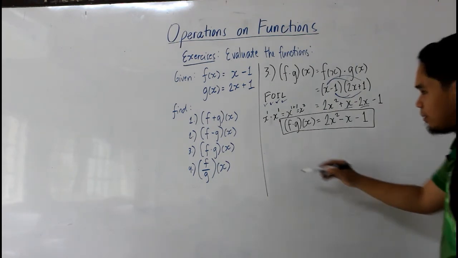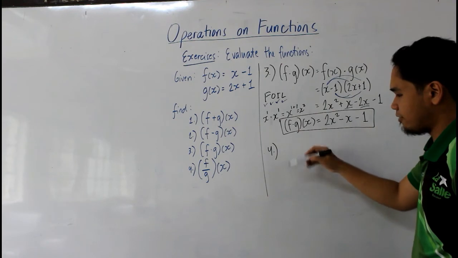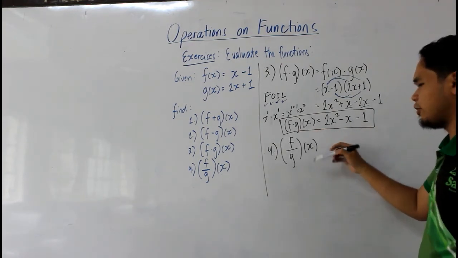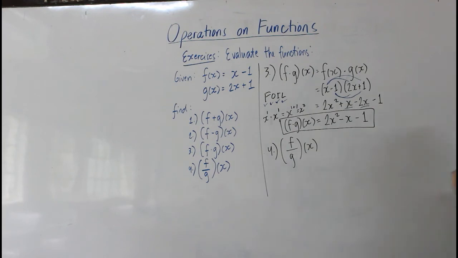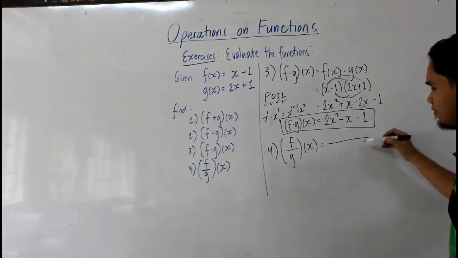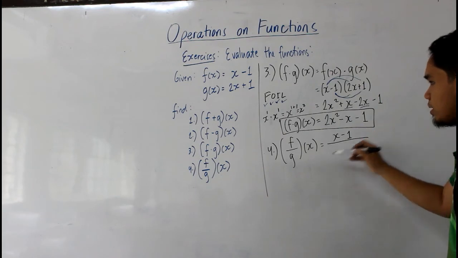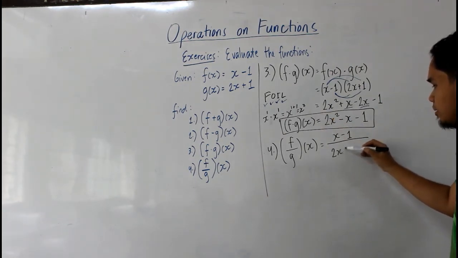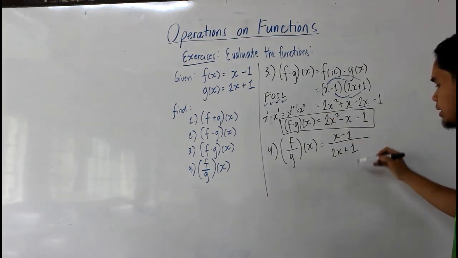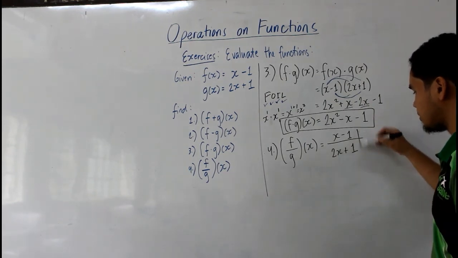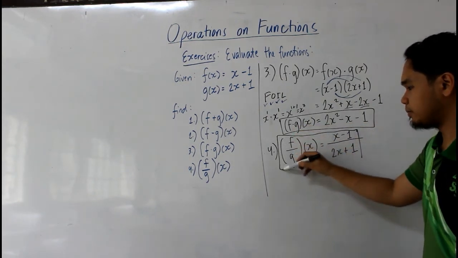And lastly, before we end, we have here the f over g of x, simply as it is. Usually the f over g of x, just put it as it is, unless you can factor something, you can cancel the factors. Okay? So f of x is x minus 1. g of x is 2x plus 1. We don't have any common factors here, so simply as it is. That's your number 4.